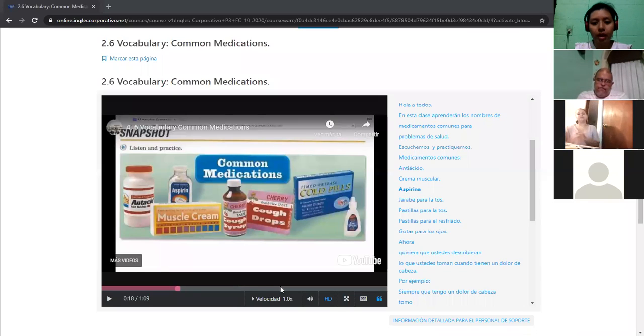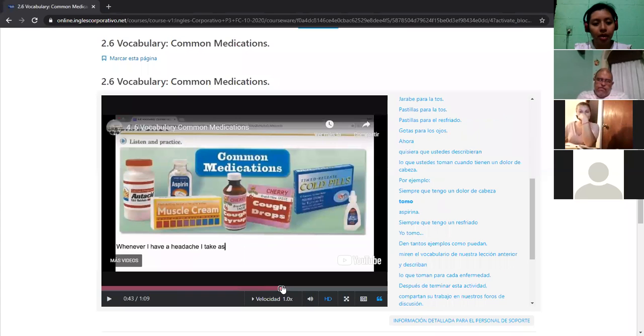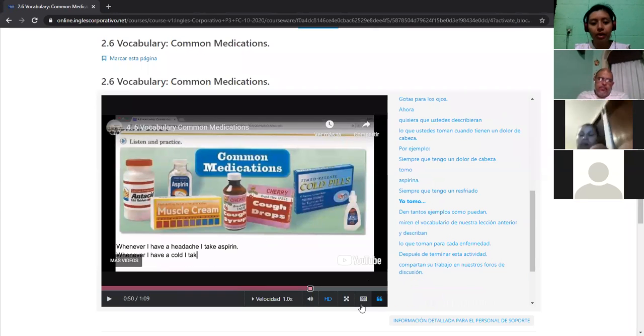Okay, so I remember that here. You can see the examples here. Whenever I have a headache, I take aspirin. Or whenever I have a cold, I take... And you can say, I take cough drops, okay? Or I take cold pills.